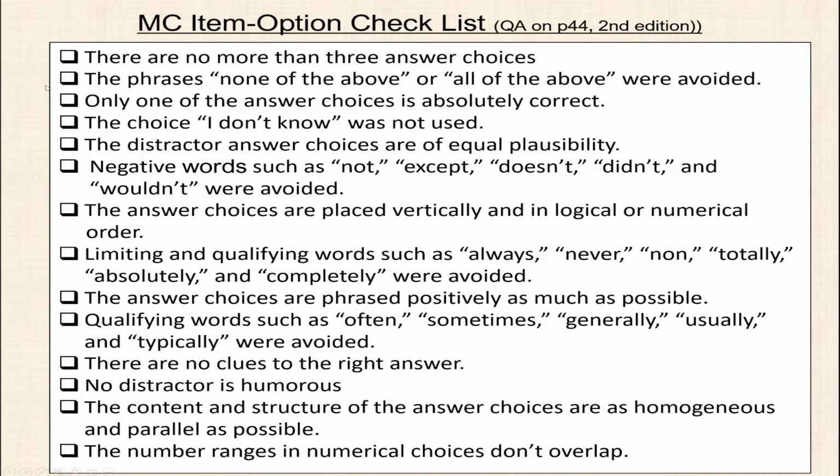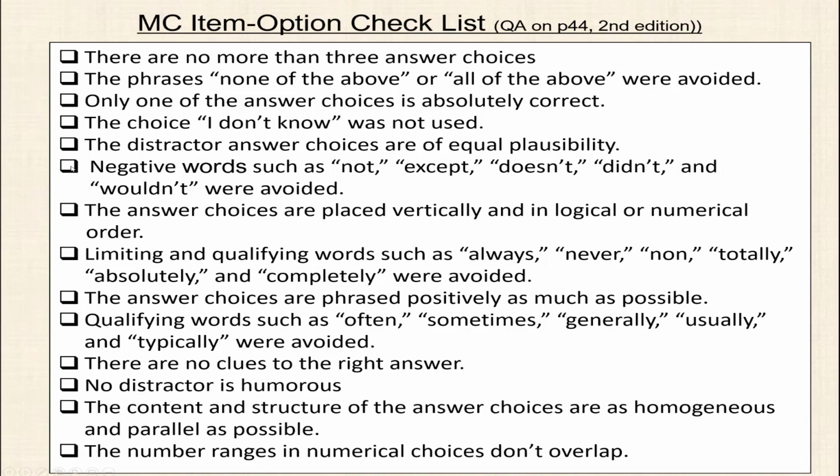So there are no more than 3 answer choices. Check. The phrases none of the above or all of the above were avoided. Check. Only one of the answer choices is absolutely correct. Check. The choice I don't know was not used. Check. The distractor answer choices are of equal plausibility. Check. Negative words such as not, except, doesn't, didn't, and wouldn't were avoided.